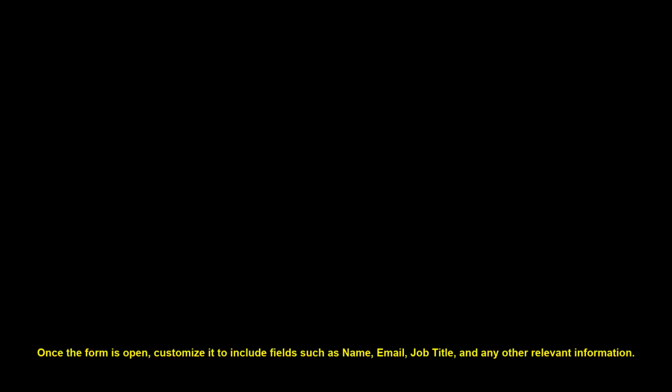Once the form is open, customize it to include fields such as name, email, job title, and any other relevant information. You can drag and drop fields from the menu on the left side. To add a section for comments or questions, include a text area field. Adjust the settings for each field to ensure they are required or optional as needed.